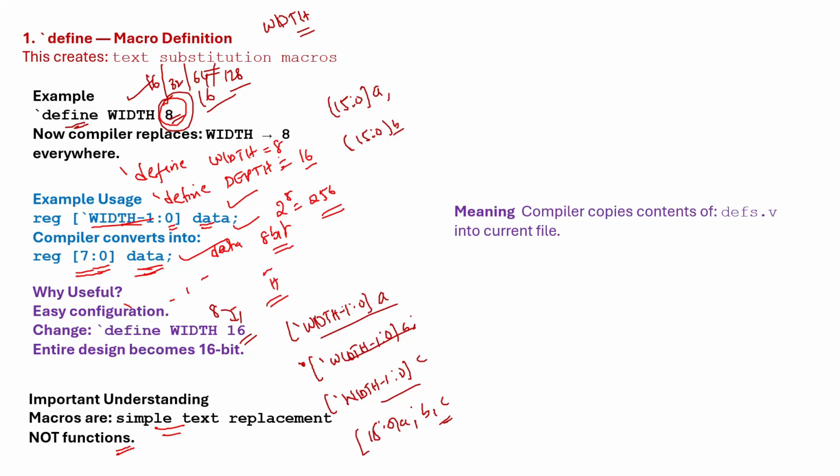Minus 1 down to 0. I didn't get that, can you repeat again? Yeah, tick width minus 1 down to 0.